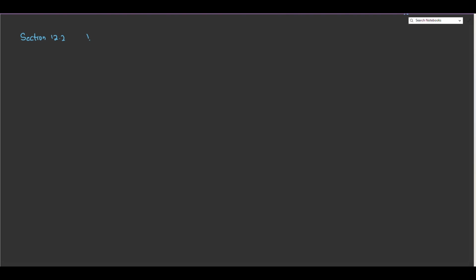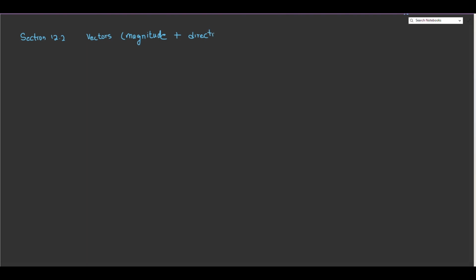Okay, our next topic is we are going to discuss vectors, and this is section 12.2. If you remember from your previous knowledge, what are vectors? A vector is a quantity which is described by two things. The first one is the magnitude, and the second thing is the direction.